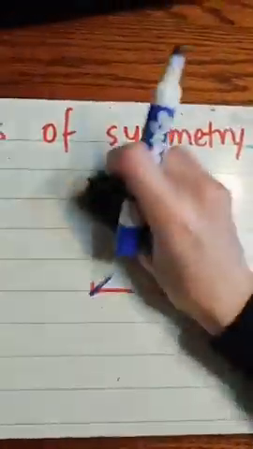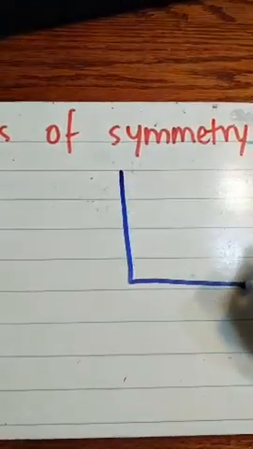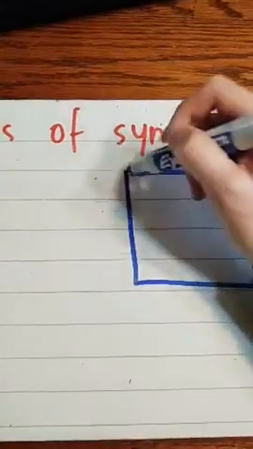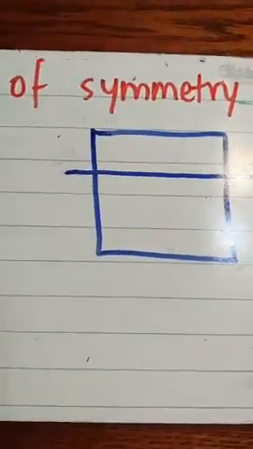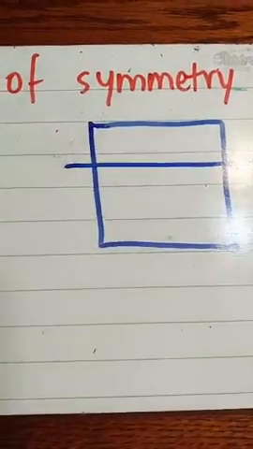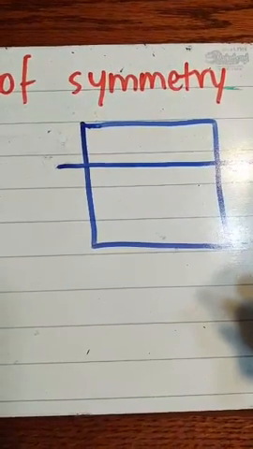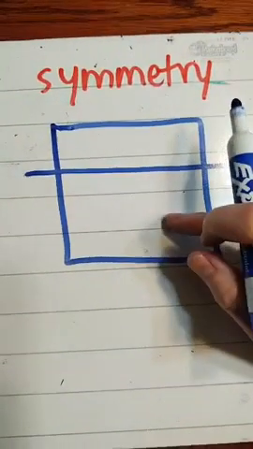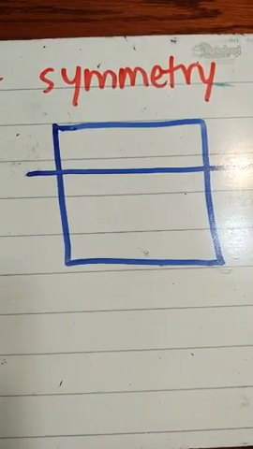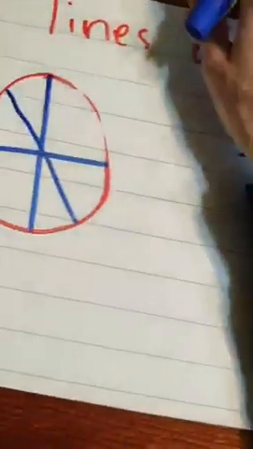Okay? Now I want to show you an example that is not a line of symmetry. So if I drew my line of symmetry right there and I folded this right on the line, would it be the same on both sides? No, it wouldn't. And you can tell just by looking at this that this side is not exactly the same as this side.